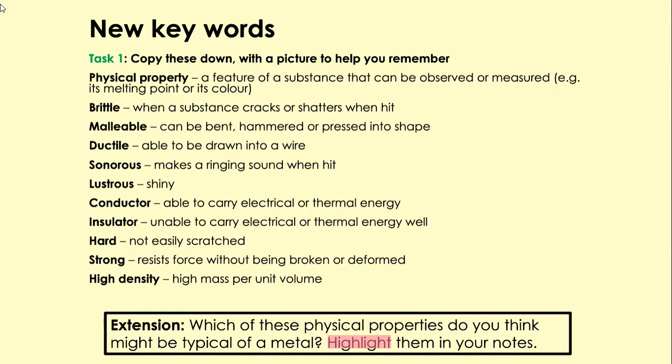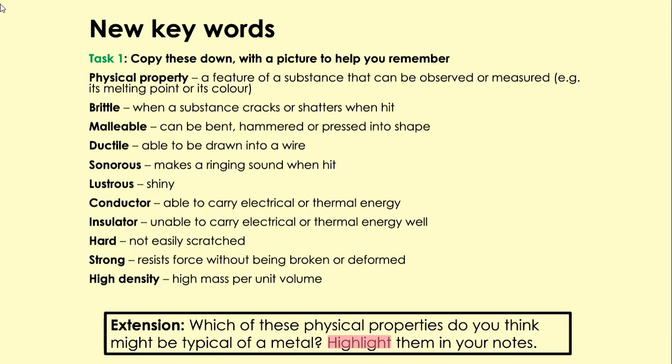If we think of paper clips, the metal that's used for that is ductile, which allows it to be drawn into a long, thin wire so we can then use it as paper clips. Sonorous means that if I hit it, it makes a ringing sound. So think of a bell. When you hit a bell, it makes a ringing sound. So the material used to make the bell is sonorous. Lustrous means that that substance is shiny, so it reflects light back into our eyes. The opposite of that would be dull.